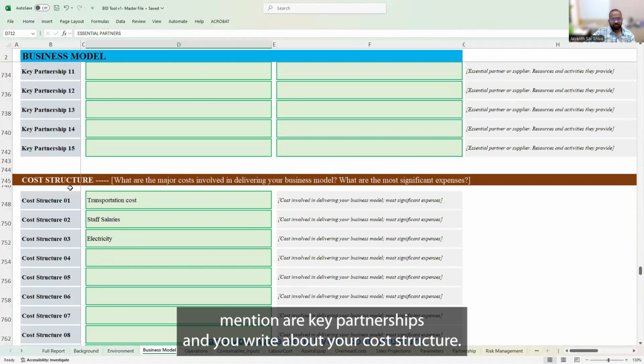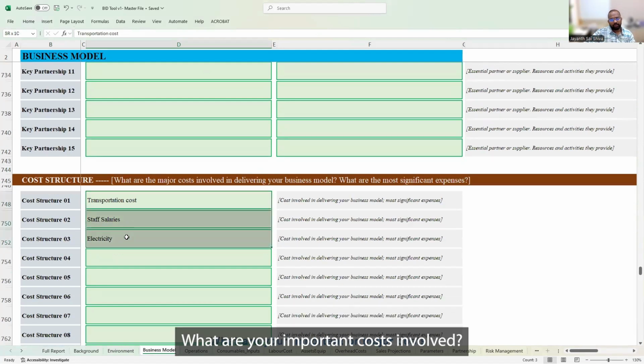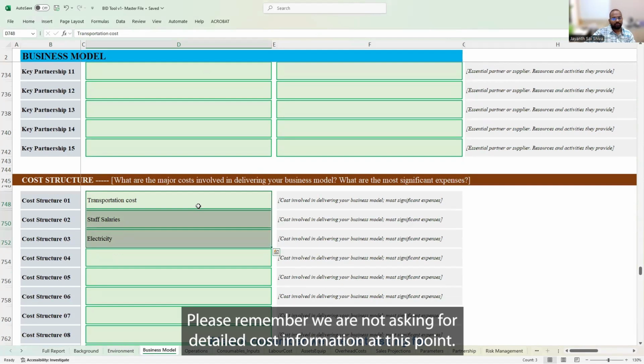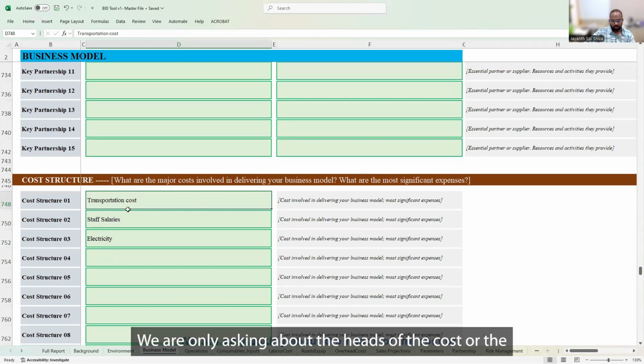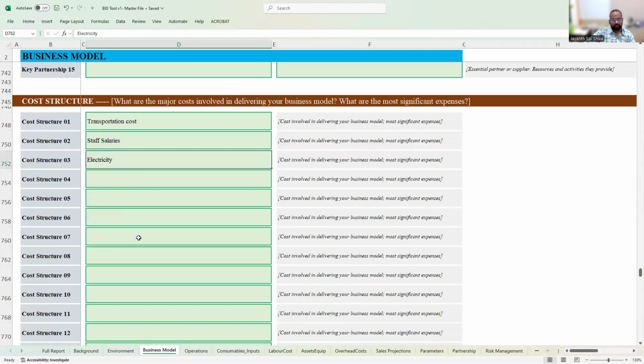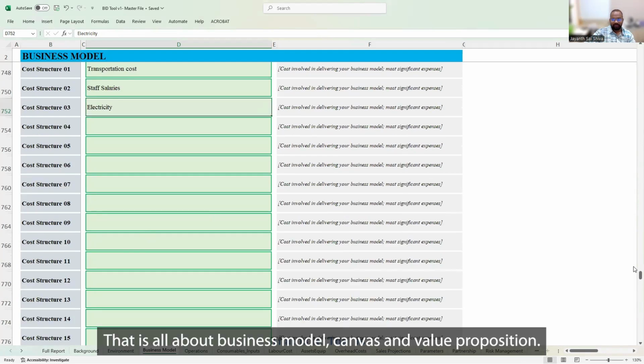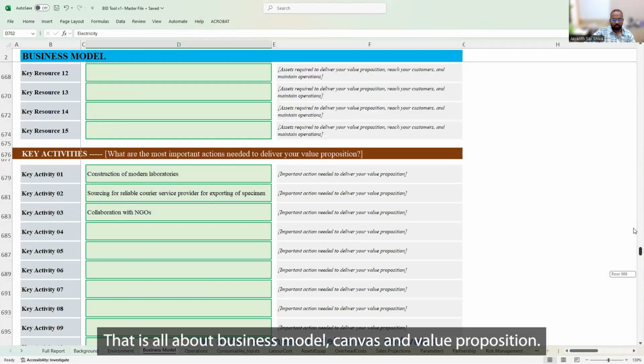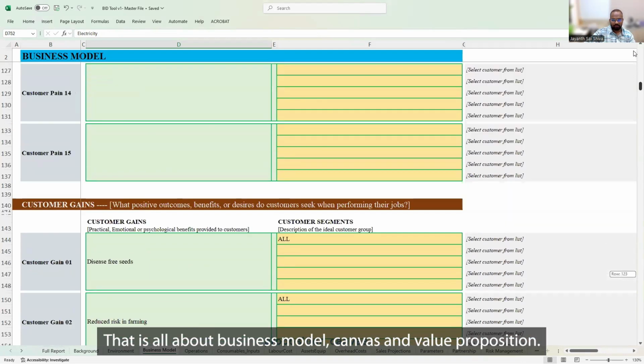And you write about your cost structure. What are your important or major costs involved? Please remember, we are not asking for detailed cost information at this point. We are only asking about the heads of the cost or the major aspects of the cost. That's it. That is all about the business model canvas and value proposition canvas.